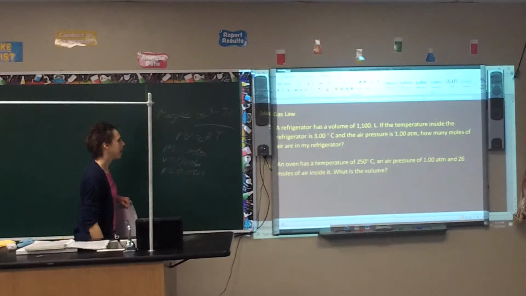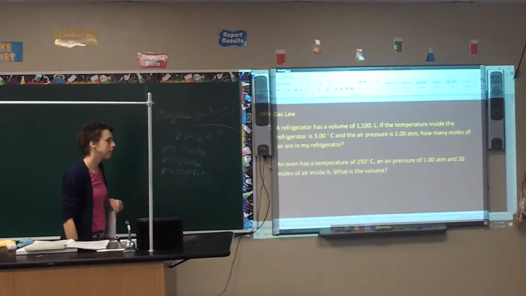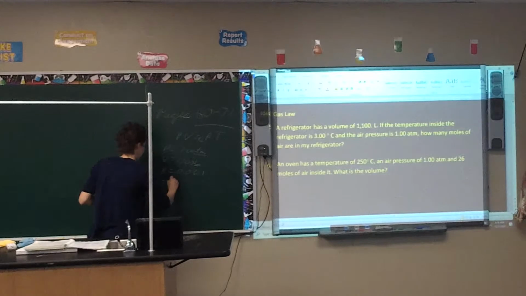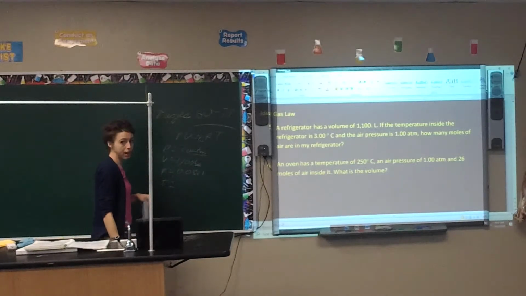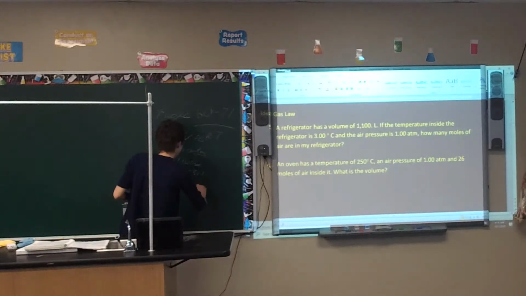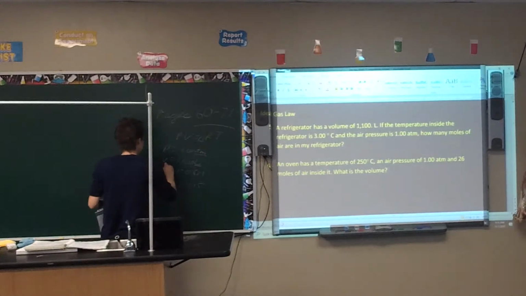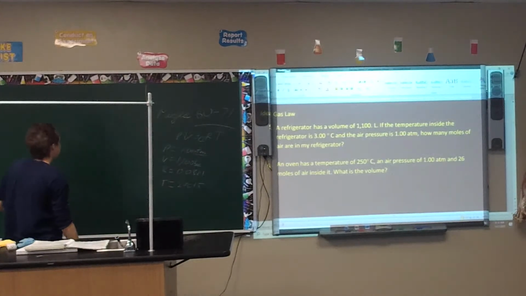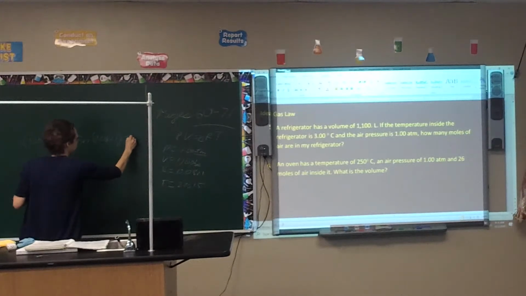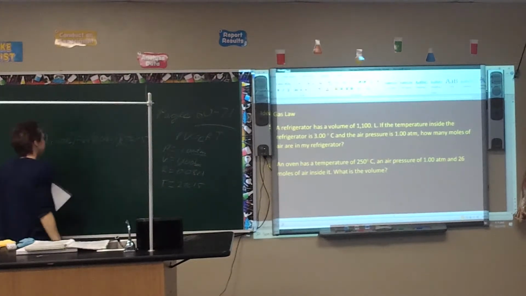Then it says the temperature is 3 degrees Celsius. Can I use Celsius? Nope, it's got to be in Kelvin. So 3 added to 273.15 becomes 276.15. So those are all of my units, and now I just have to plug them into my equation. It's 1 ATM times 1,100 liters equals n times 0.0821 times 276.15. So how do I get n by itself?